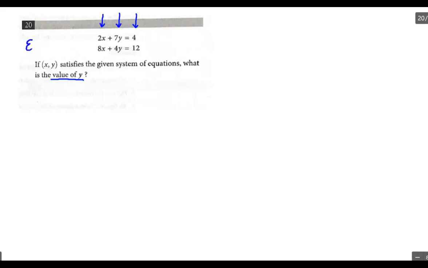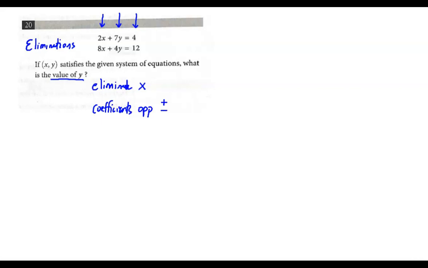So if you check out some of my systems videos, this is my go-to method for most of these problems. So I need to try to get coefficients to match up. And since we're trying to find y, my goal is going to be to eliminate x. I want to eliminate x. And all I got to do is get the coefficients, or the numbers in front, to be opposites of each other. Meaning I want one to be positive and one to be negative.